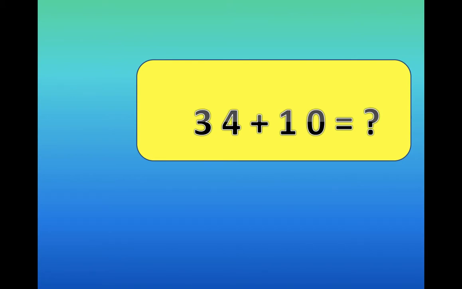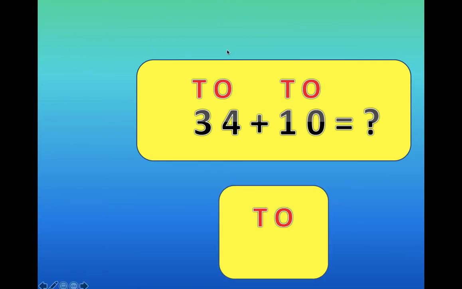How can you add this mentally? First, for this, you need to note the place values of the numbers, so that it becomes easy for you to add the ones to the ones and tens to the tens. So what is in the ones place? We have 4 and 0. So what is 4 plus 0? Well done. It is 4.